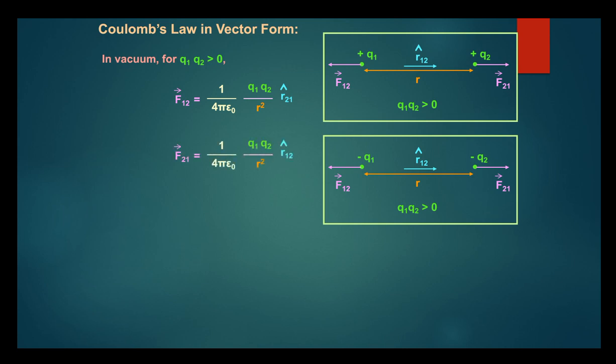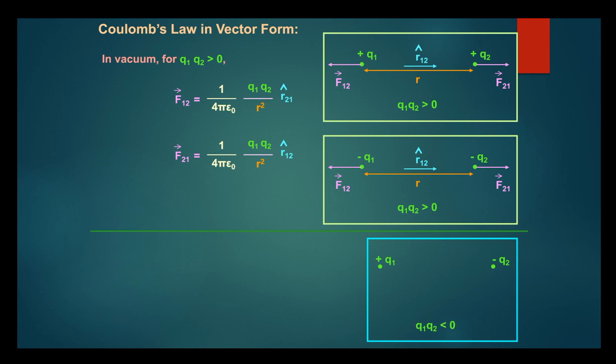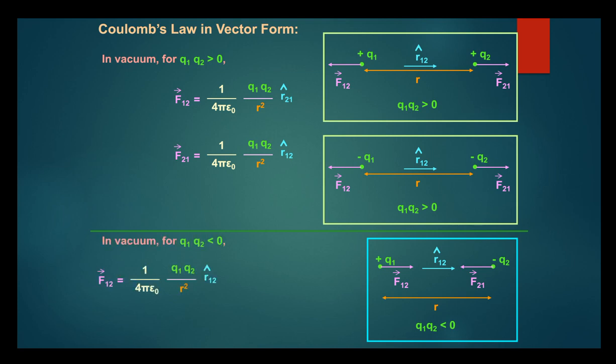Similarly, F21 can be written as 1 by 4 pi epsilon naught Q1 Q2 by R square R12 unit vector, because F21 is in the direction of the R12 unit vector. Now, if we take the product of charges as negative, meaning one charge is positive and another is negative, then the force will be attractive and the direction of force will be as shown in the figure.